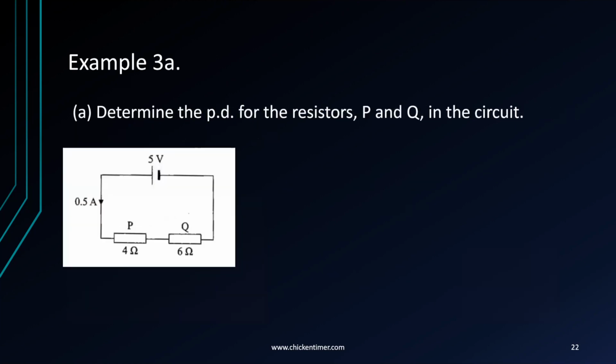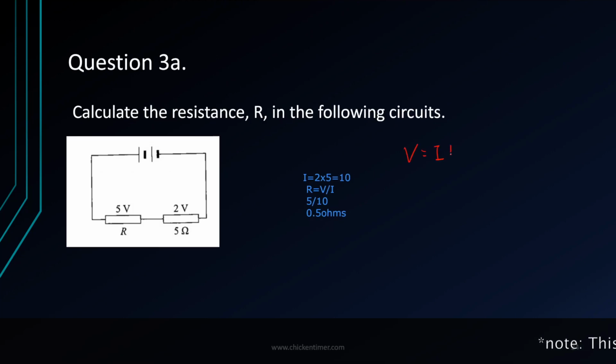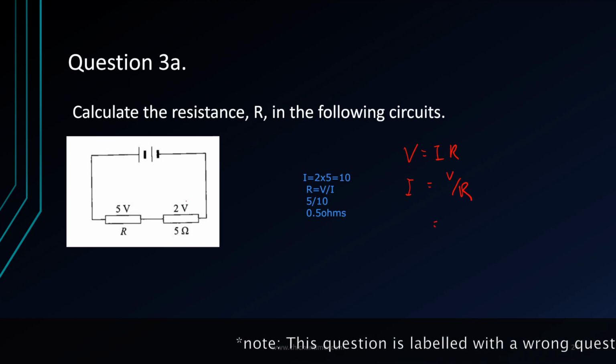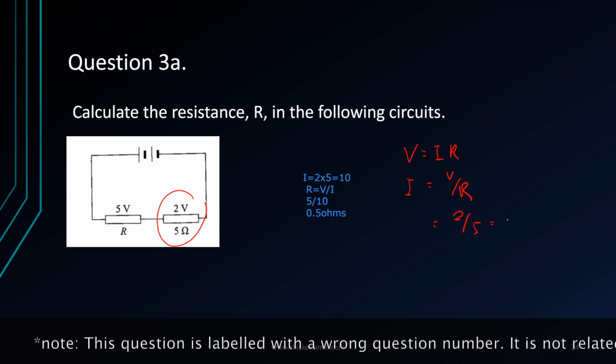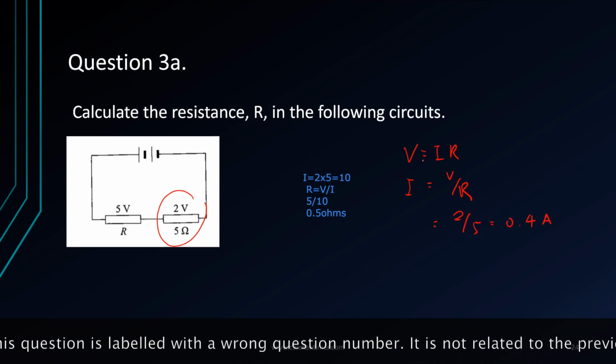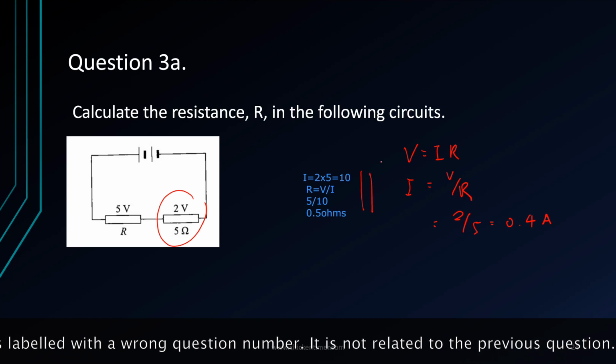Determine the PD for the resistors P and Q. V equals IR. So 0.5 times 4. Okay. Then Q, then IR again. So V equals IR. I equals V over R. So then you use this. So wouldn't it be 2 divided by 5? 0.4. Yeah. So then it needs to change here.